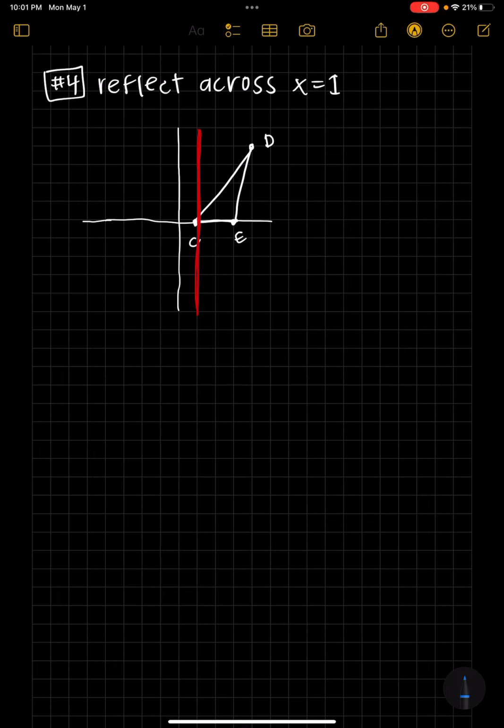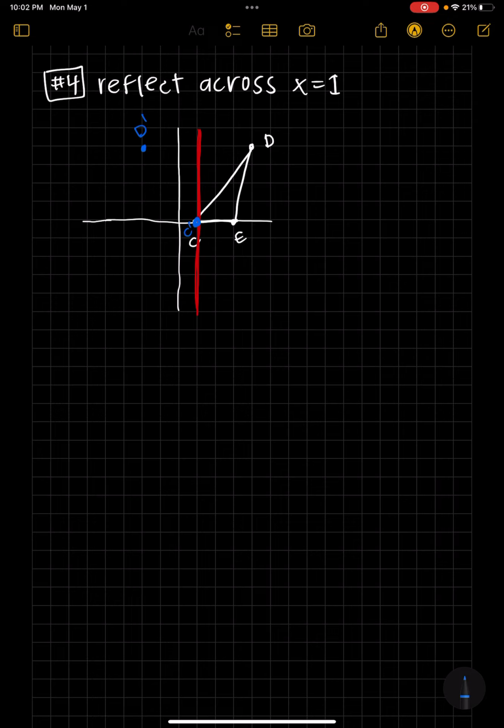I'm going to start with point D. I'm going to go from the red line to point D. I went 3 to the right, so now I'm going to go 3 to the left, which would put it right here. And this is my new D prime. Now let's do point C. Point C is actually right on the line, so I didn't have to move, which means that my new point C is also right on the line. They line up really well.